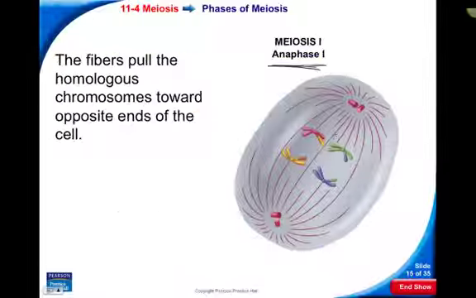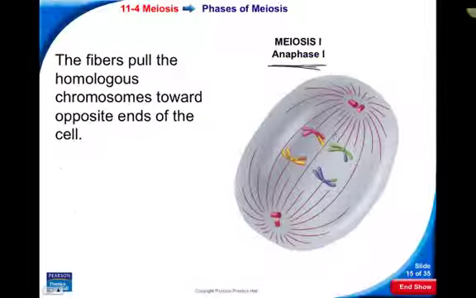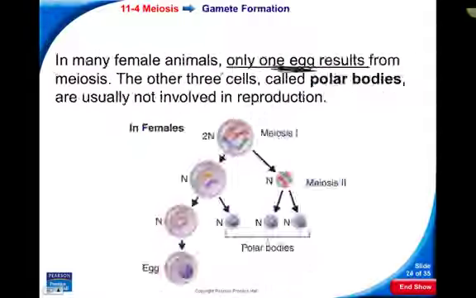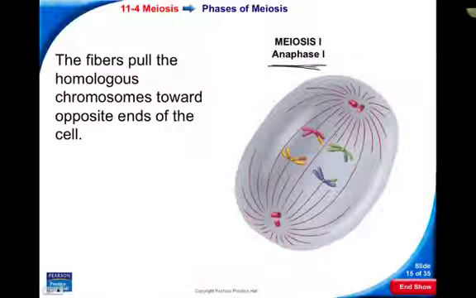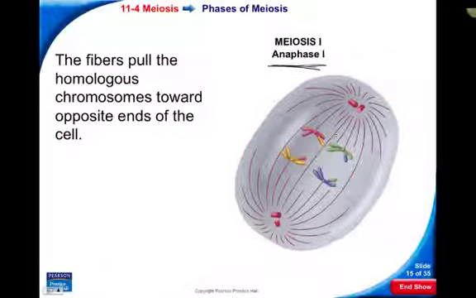Okay, in females, only 1 egg cell results from meiosis. The other 3 cells are something called polar bodies. They're usually not involved in reproduction. It's very rare, and actually what happens is they just dissolve.